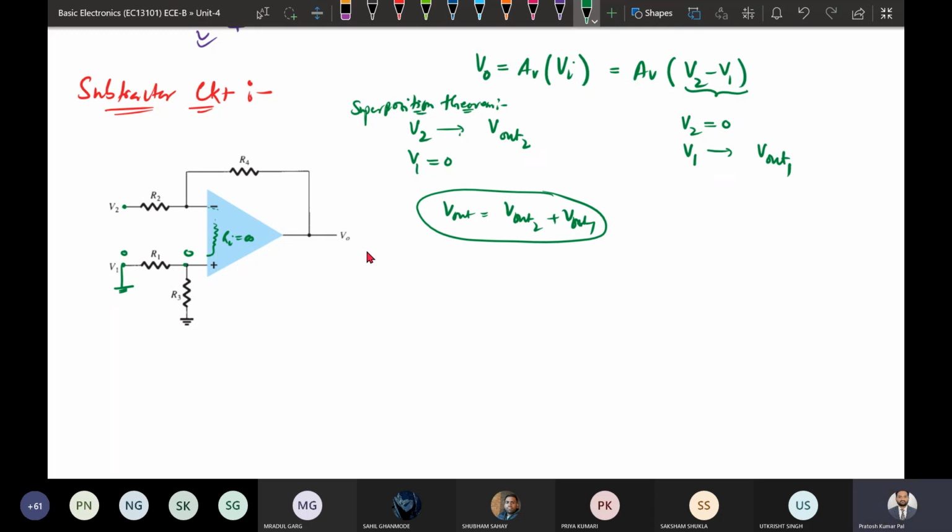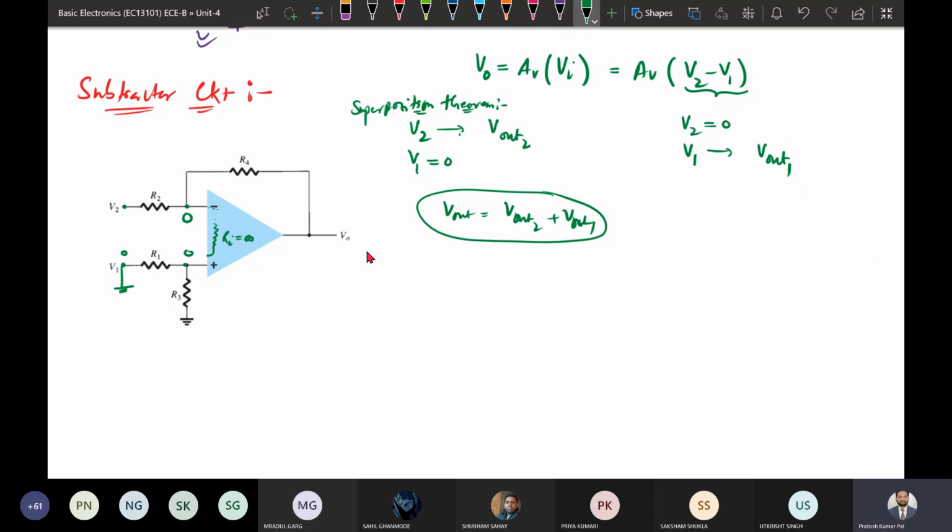So if V1 is 0, at that time it is 0. If this is connected to 0 by the virtual ground concept, this will also be a 0. So similar analysis we have already done. It is similar to the inverting amplifier case analysis.